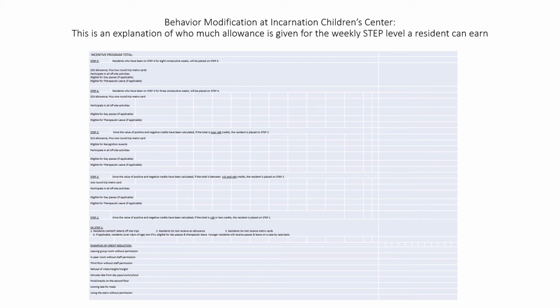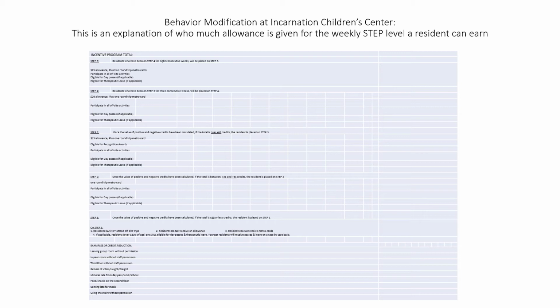So this is one of the systems. Well, this is actually a description of the system and the rewards that we've given. So we have a system, and there's step 1 through step 5. Being on step 1 was essentially like being punished. And this is a weekly one. So at the end of the week, I would take the forms that the CNAs or staff would fill out, whether they did something positive or whether they did something negative.